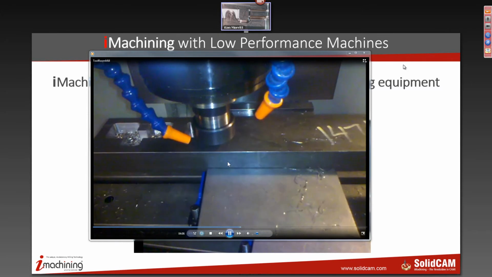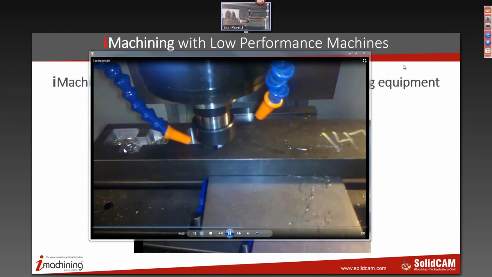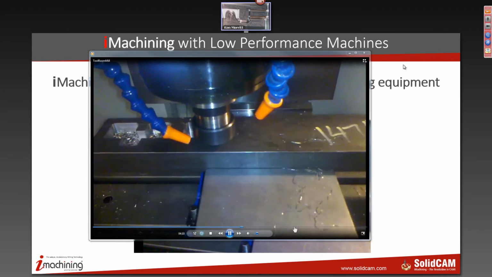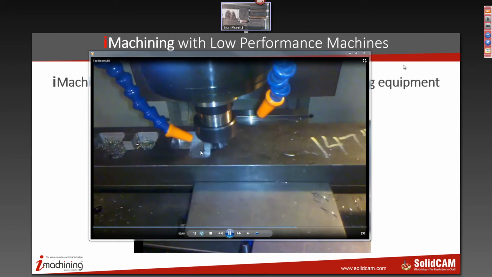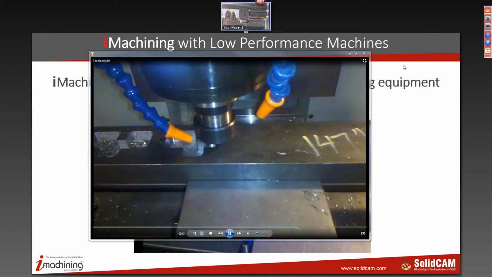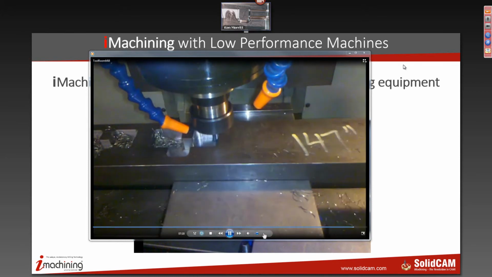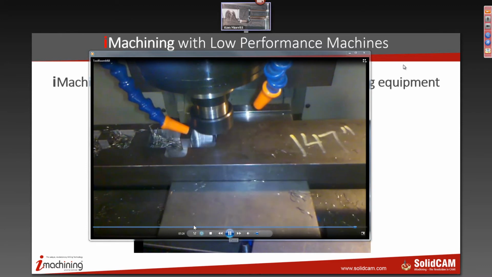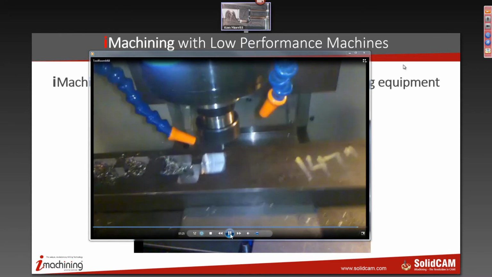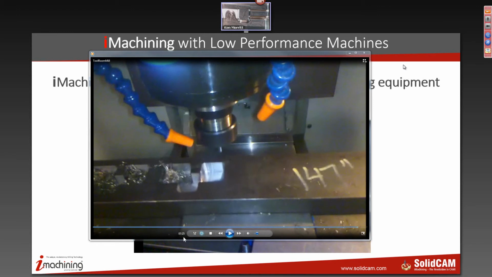Notice the color of the chips coming out through the whole time. Let's go further forward. It's got most of the pocket done right now. Again, look at the chips that are coming out of here. They're beautiful. Let's go all the way up to here to the end. Okay, notice again the color of those chips, and look at that. 7 minutes and 25 seconds to cut that pocket.